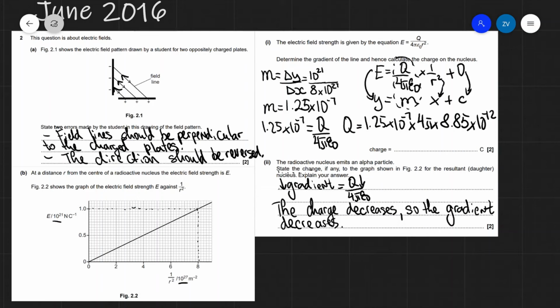So part 2, the radioactive nucleus emits an alpha particle. State the change, if any, to the graph in the figure, and then explain our answer. We need to do two things: state and also explain our answer. First off, the gradient, as we wrote up here, is equal to Q divided by 4 pi epsilon naught. If the charge decreases, so will the gradient. So this is literally what I've written down. The charge decreases. This is actually our explanation. That's 1 mark. Therefore, the gradient will decrease.